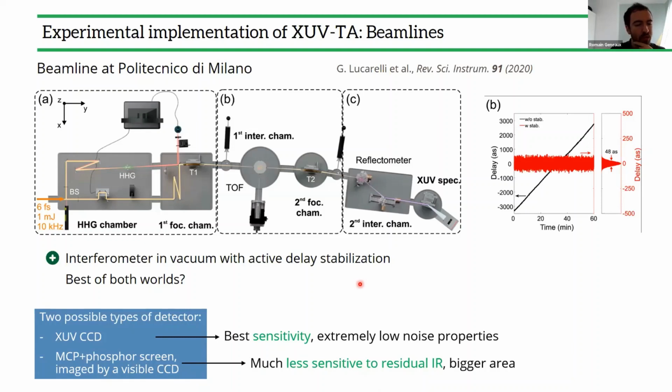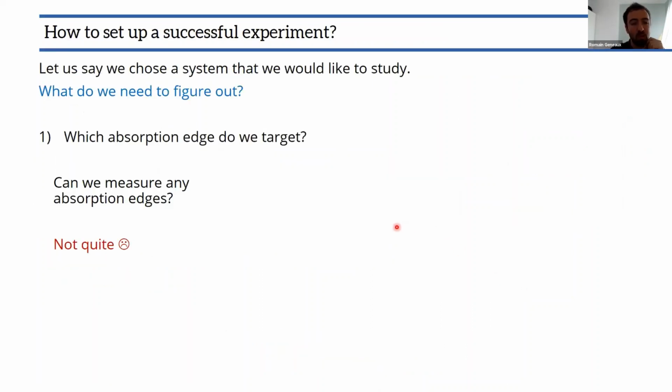Okay, now that I've talked about the beamlines, I wanted to mention how we set up a successful experiment. What do we need to figure out when we choose the sample, and how do we choose the right experiment? The first question that we need to figure out, I think, is which absorption edge you are going to target, because it is key to the technique that you need to be resonant with an absorption edge. The first question is, can we measure any of the absorption edges of elements? The answer is not quite.